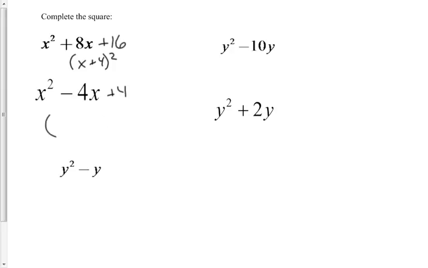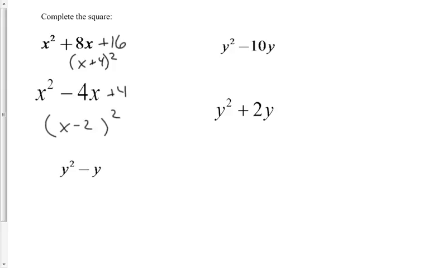Good. How about, who knows what's the binomial squared going to be? Now, we've done this one a few times, so Bradley, what are you going to have in here for this binomial? Almost, x minus 2, because of the negative right there. Okay? How about over here with the y squared minus 10y? What will complete the square there?